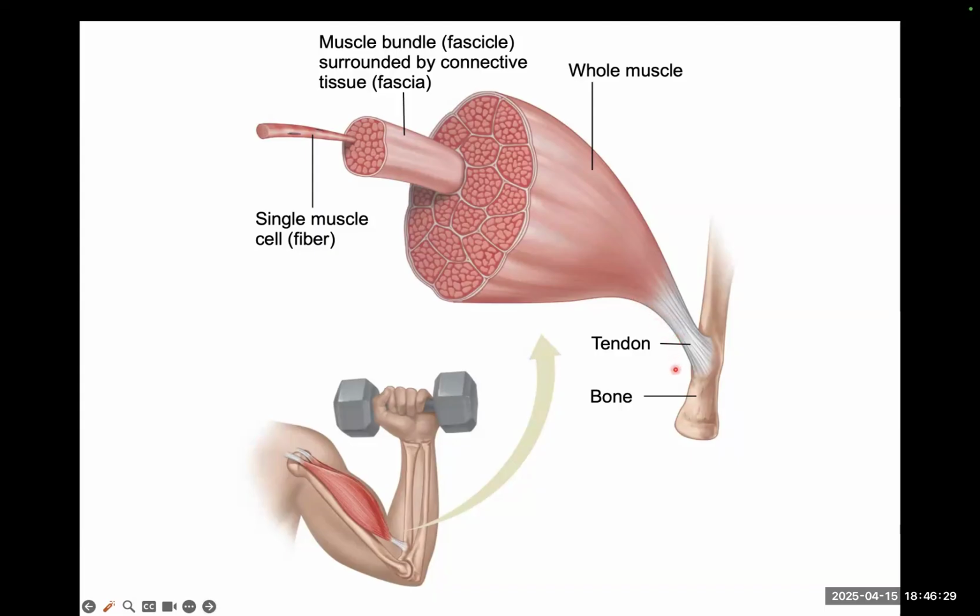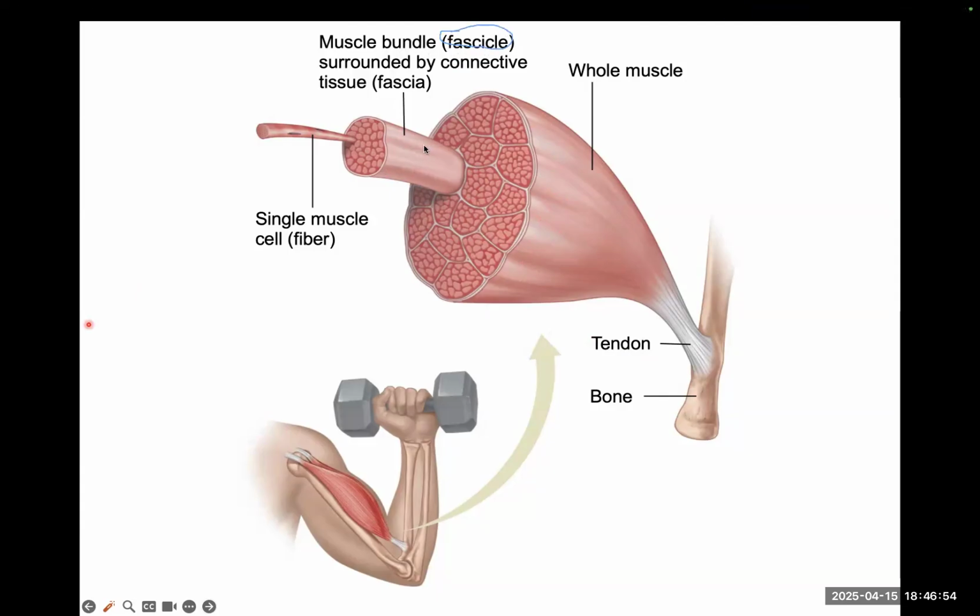So at the microscopic level, each of these muscles is going to be organized into smaller components. When you look at this, you'll see that we have small little bundles. There are these muscle bundles found inside this entire muscle, and that's called a fascicle.